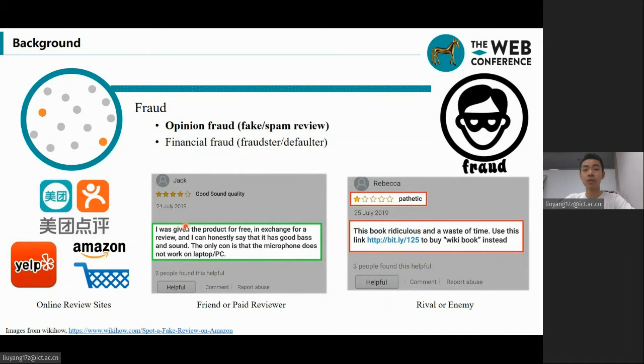If you look at these reviews, be aware that not all reviews are believable. Some reviews are posted by their friends or paid reviewers. They will leave 4 or 5 star good reviews to improve the reputation of the product. And other reviews would be posted by their rivals or enemies, and they will leave 1 star reviews to put down the product. All these reviews belong to fake or spam reviews because other customers could extract no useful information from this kind of review.